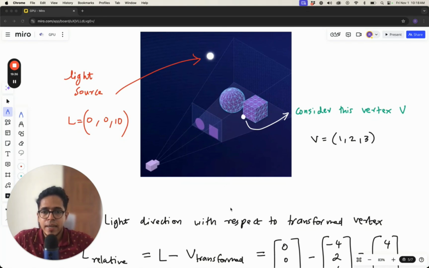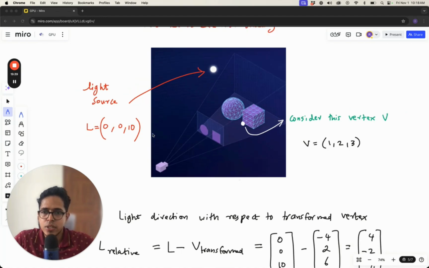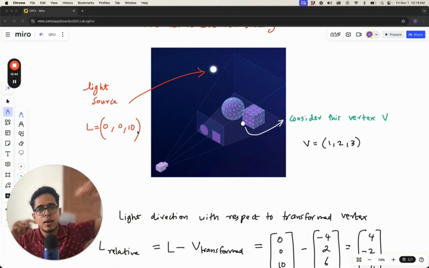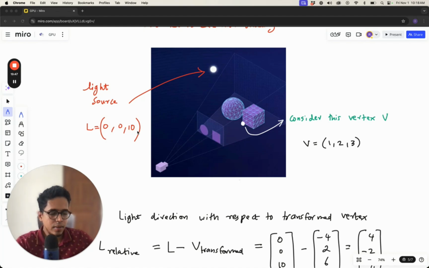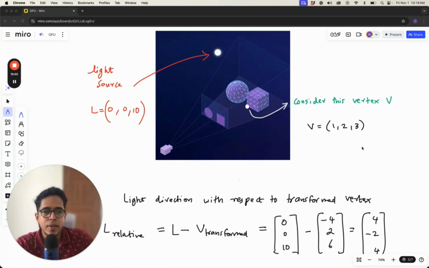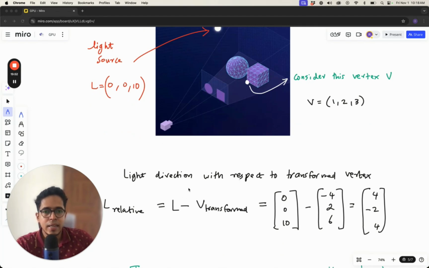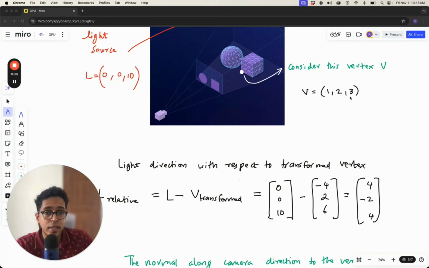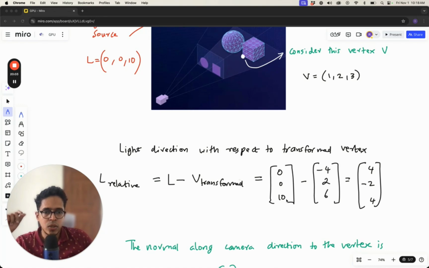So here what we calculate is the direction of the light. So this 0, 0, 10 is like a vector pointing from the origin of your scene to the light source. But we want the vector that points from the vertex to the light source. So the direction of which vertex? Not this vertex, but the transformed vertex. So for that, we do L minus V transformed. The light source is at 0, 0, 10. And from that, we subtract the transformed vertex XYZ coordinates, and then we get something like 4, -2, 4. So this is the relative positioning of the light source with respect to the transformed vertex.